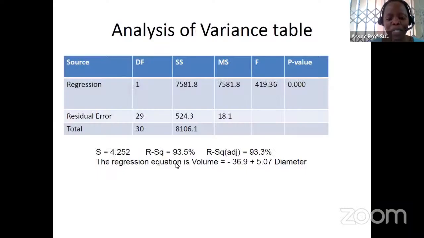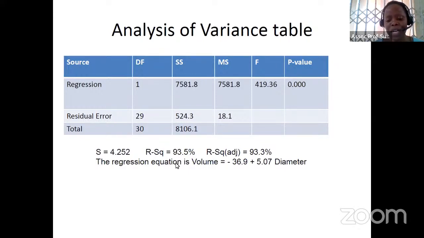It signifies the amount of variability explained in the response by the regression model. We also say that R squared adjusted is important. It has the same interpretation as R squared, and it is important when we are dealing with multiple regression. Now, we also talked about the meaning of the intercept and slope. The intercept is the value of the response when the independent variable is equal to 0.